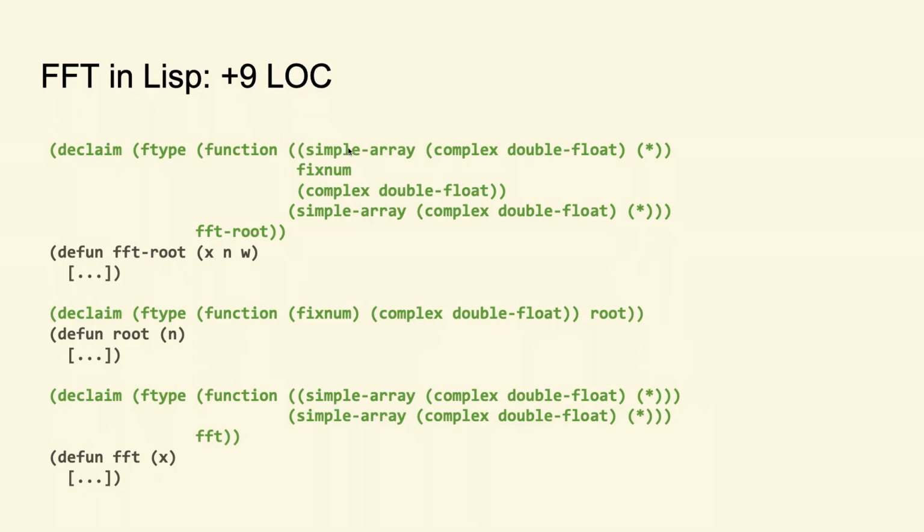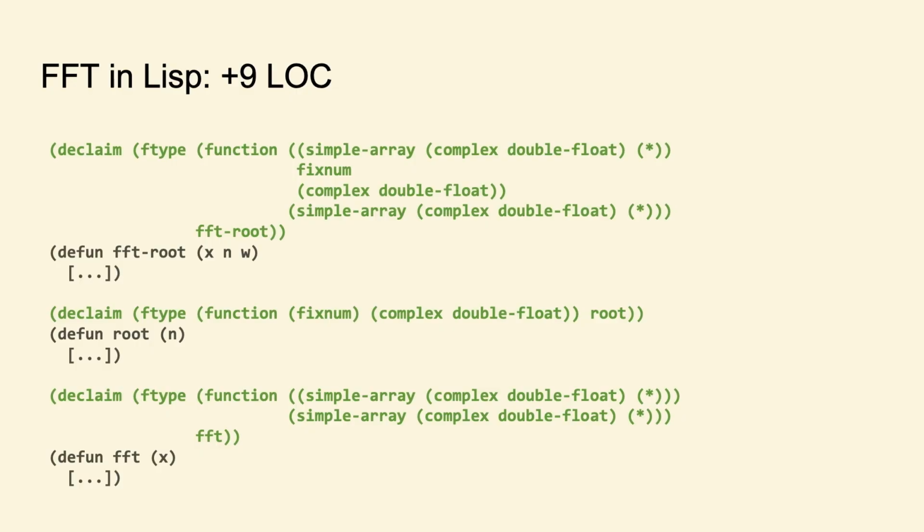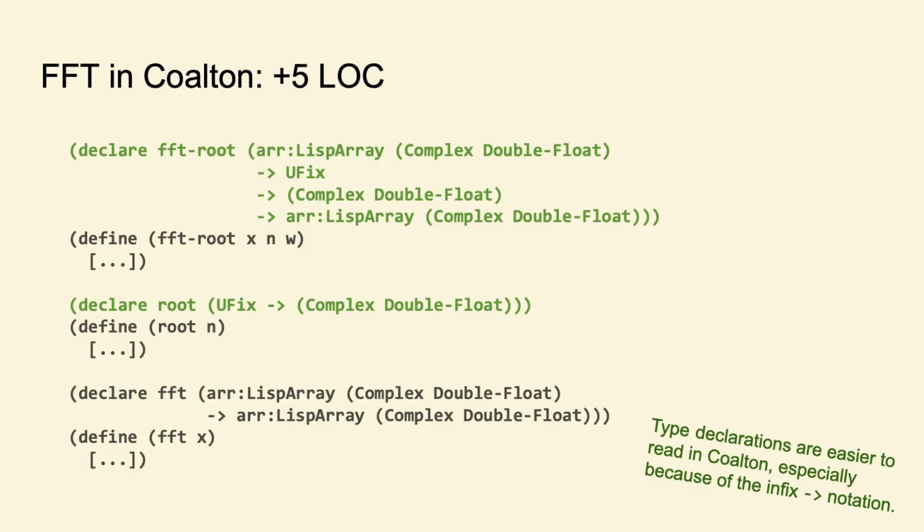This first function here takes a simple array of complex double floats, of just one single rank 1, takes another fixnum, and then a complex double float for the root of unity, whatever. Straightforward stuff. Just write the types out for each of these. The Coalton one, same thing. We write the types. The type syntax is a little bit different. In my opinion, it's more readable because we have this little arrow notation, which is infix. I love parentheses, but maybe this is a little too many parentheses. Here, it's much more straightforward.